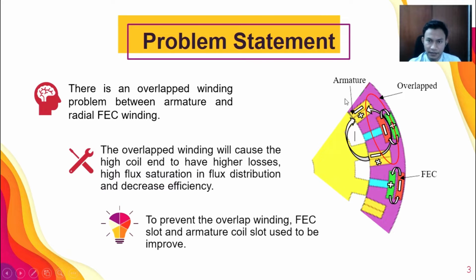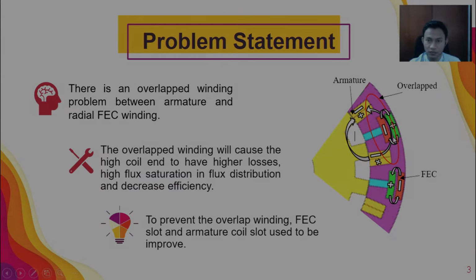This is for the armature, this is for the FEC. From this figure, we can see the problem. There is an overlap winding between the armature and radial FEC winding. The overlap winding will cause high coil end, higher losses, high flux saturation in the flux distribution, and also decrease motor efficiency. So to prevent the overlap winding, the FEC slot and armature coil slot need to be improved.